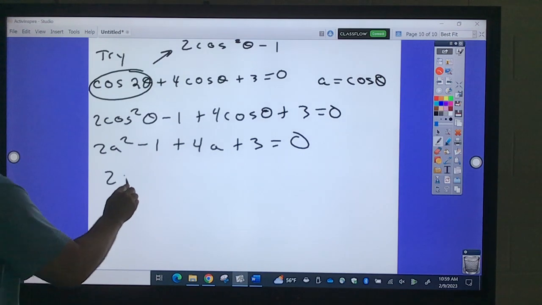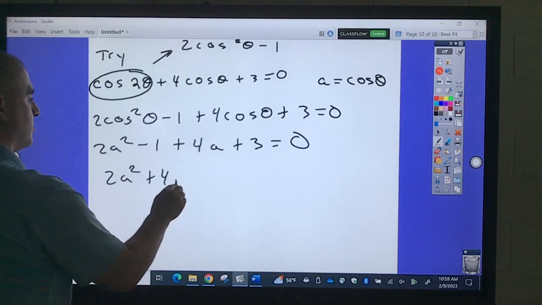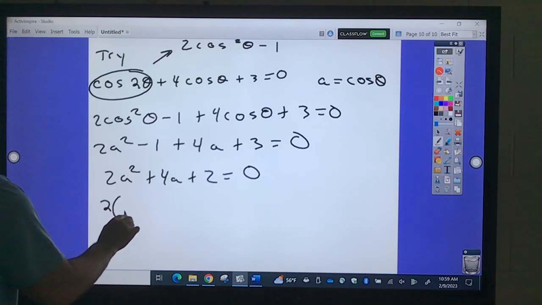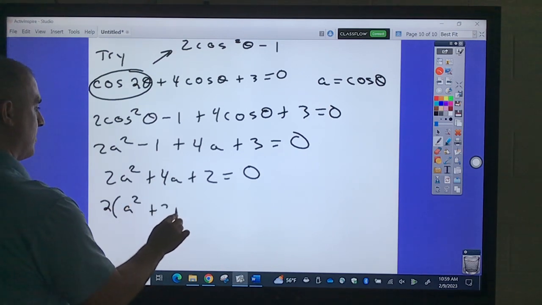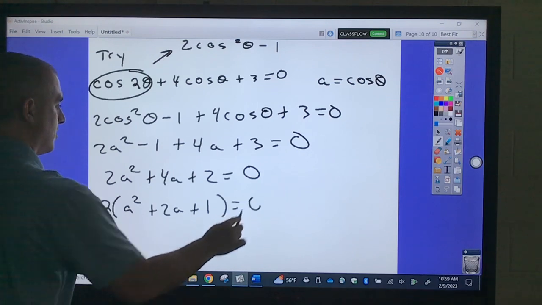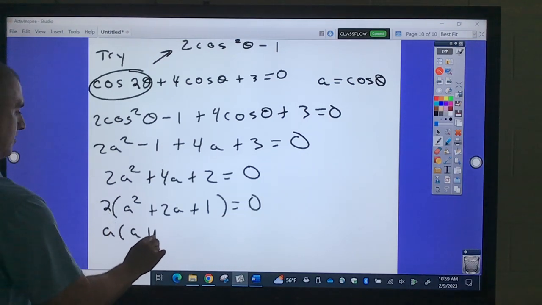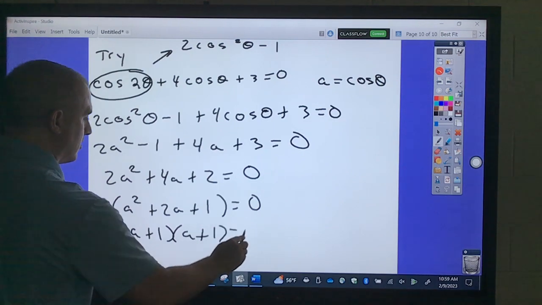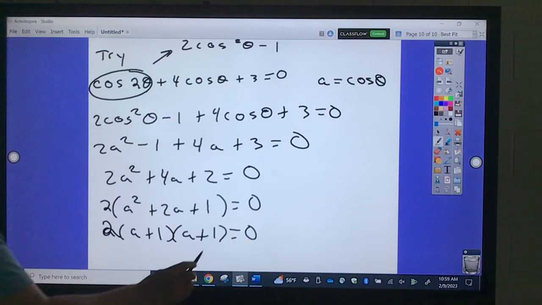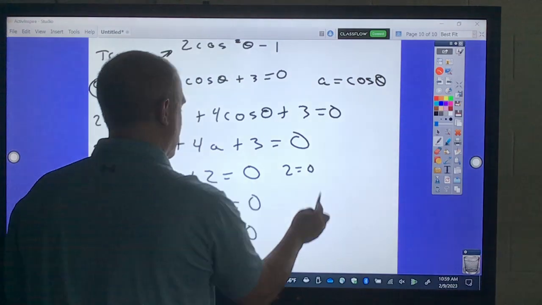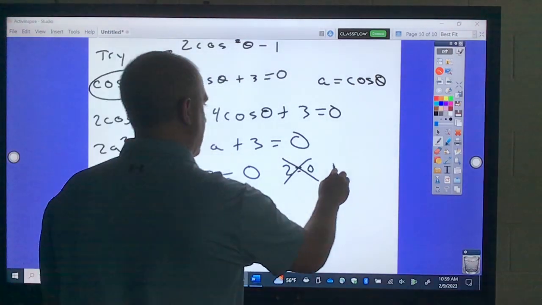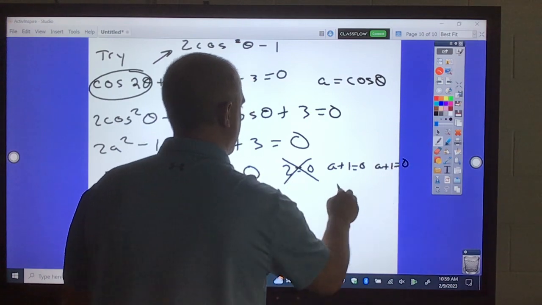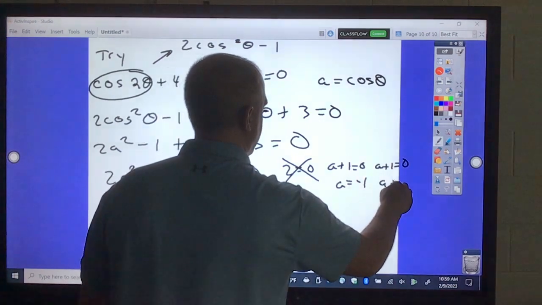So that's 2a squared plus 4a plus 2 equals 0. There's a GCF here of 2, so it'd be a squared plus 2a plus 1, which would factor to a plus 1 times a plus 1. Now if I set the 2 equal to 0, I can't solve that. A plus 1 equaling 0 and a plus 1 equaling 0. Hopefully we know that a equals negative 1, a equals negative 1.